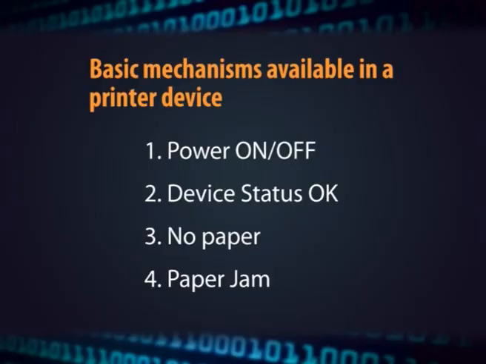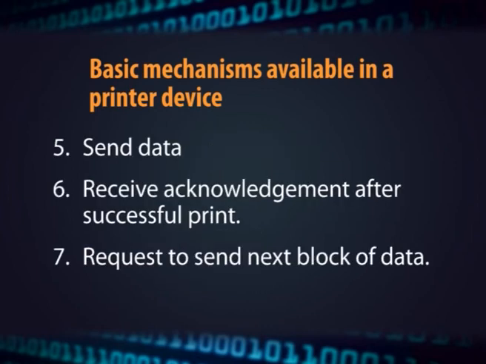For example, the mechanism to check for in a printer device could be power on/off. Second, device status is okay or not. The third thing to check in a printer device is whether the paper is there or not. Fourth is to check whether there is any paper jam. Fifth is to check if it is able to send data. And next is whether it is able to receive acknowledgement after successful print. The seventh is the request to send the next block of data. These are the basic mechanisms available in a printer device.